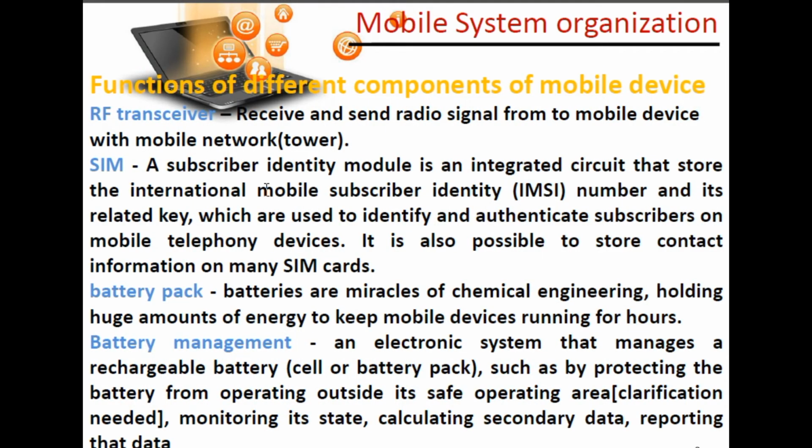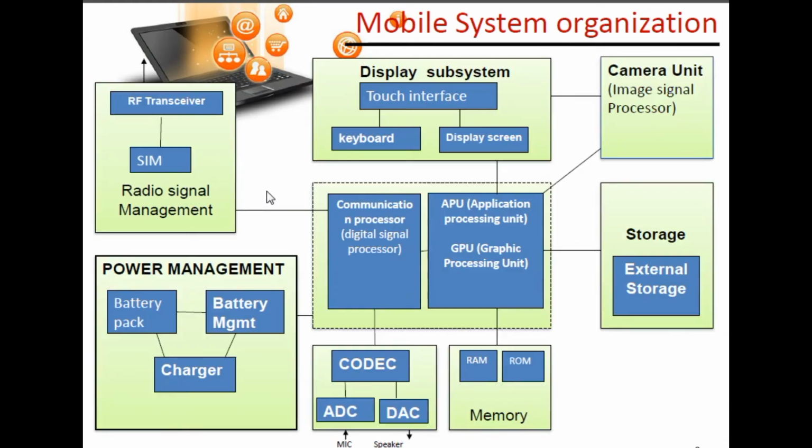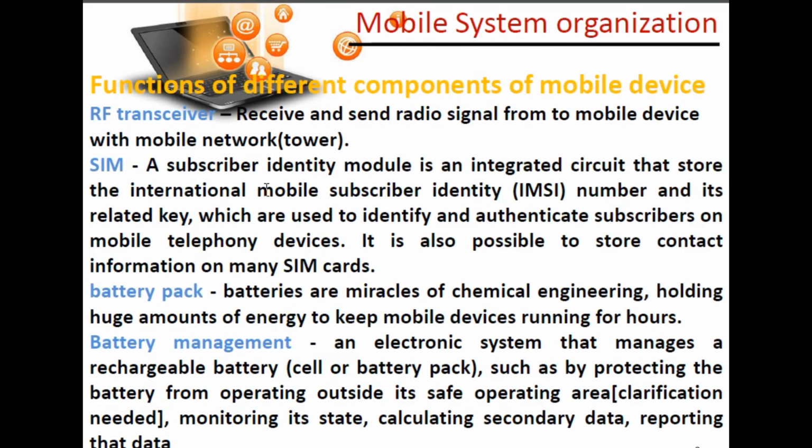Now students, functions of different components of a mobile device. So students, here we are going to understand the same thing we have discussed here, okay, but briefly. So here the RF receiver, it receives and sends the radio signal, that's why it is the radio frequency receiver, okay, from the mobile device to the mobile network or tower, we can say.